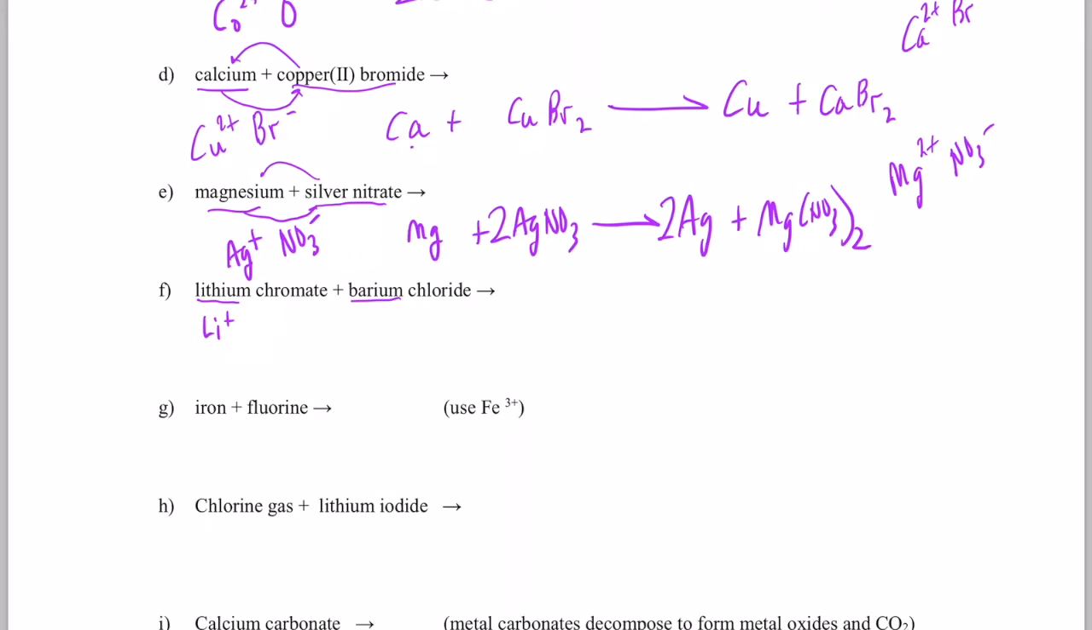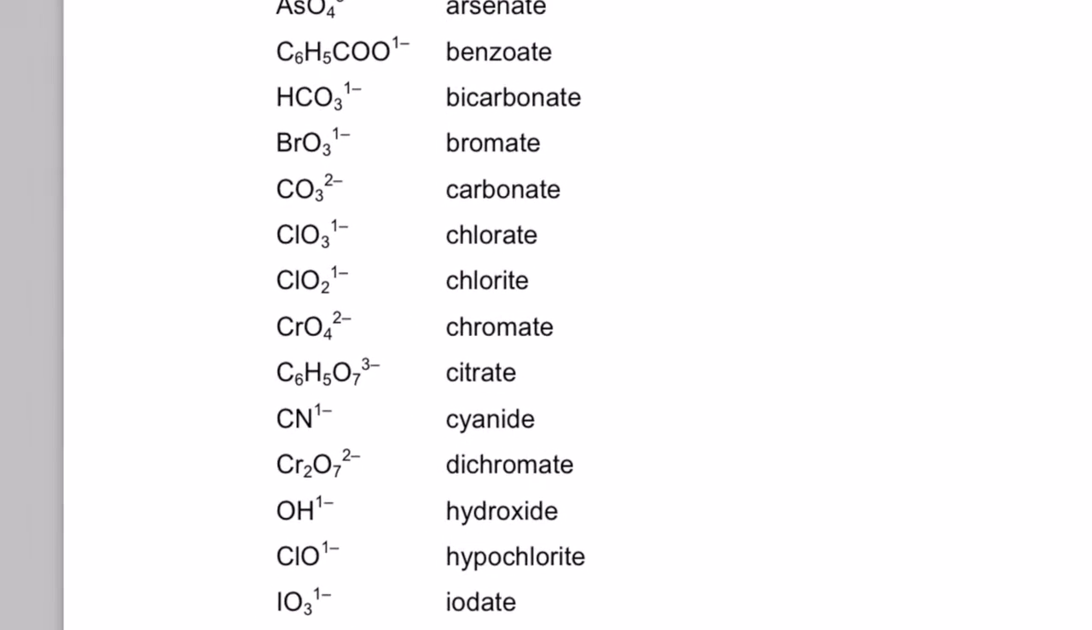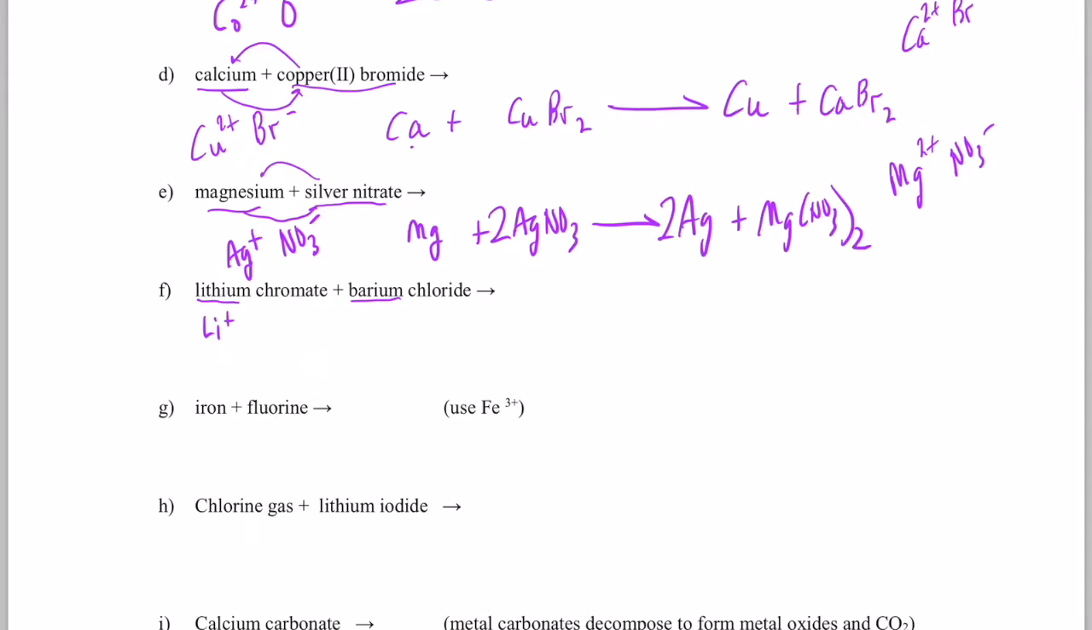Lithium is 1 plus. Chromate, that's a polyatomic ion. Let's look that up. It's not too common. We don't use it all the time. Here's chromate. CrO4, 2 negative.